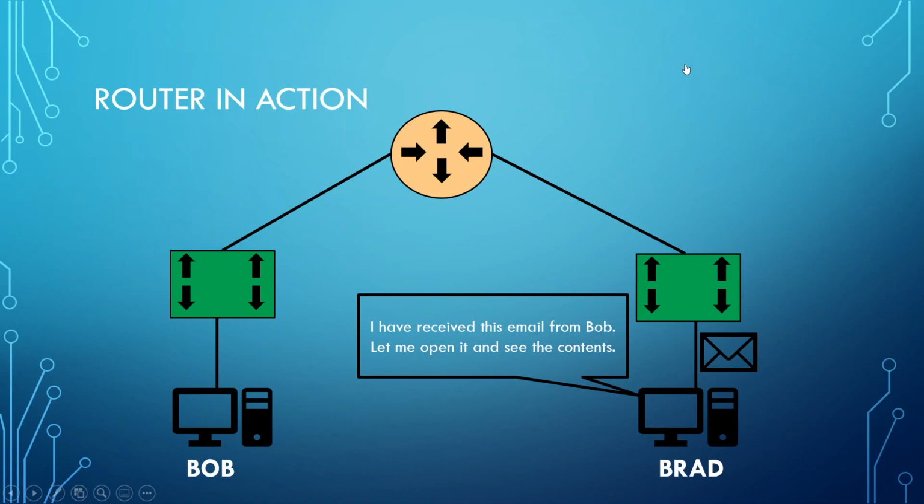Now Brad has received this piece of data from Bob. Okay, I can see this piece of data was sent from Bob. Let me open it, similar to how you would open a letter, and let me see the contents. So he opens this piece of data and realizes, okay, this is an email sent from Bob. I can display this on my computer and I can see what the contents of the email are.